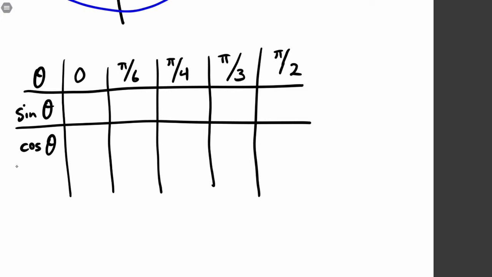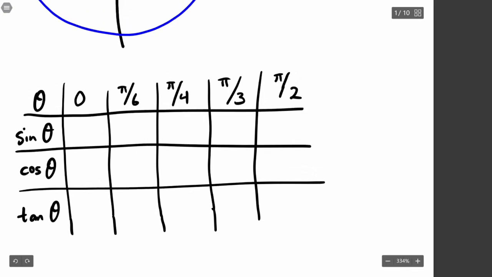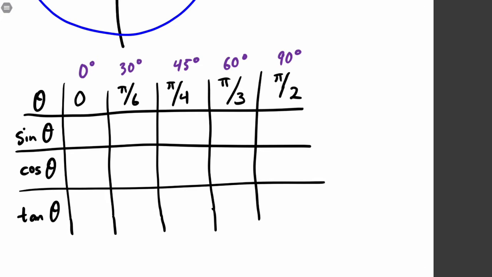Right? Now let me also add tangent to this list, and we'll talk in a second about what tangent is. Right, so tangent. So let's learn how to fill these in. Actually, let me tell you one other thing, just in case you're wondering. So these are in radians. In degrees, this is 0 degrees, 30 degrees, 45, 60, and 90. Okay? So again, if you know just these 5, you're good to go.